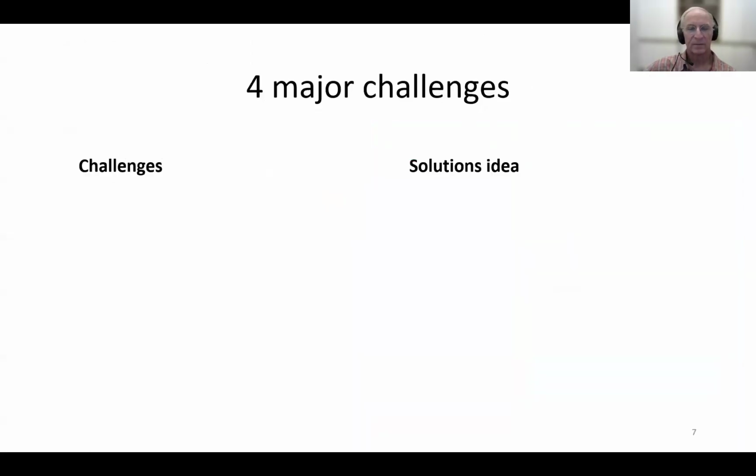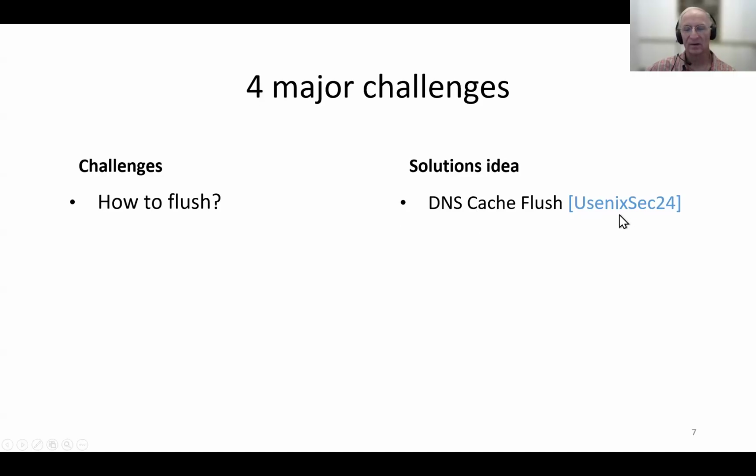There are several, or four, major challenges that we need to address. How to do the flushing of the forwarder cache. We use a DDoS attack we developed a year ago and presented at Usenix 2024. That attack flushes the DNS cache of resolvers. Here we adapt it to flush the cache of forwarders. It's a different type of flushing. And this is how we do it. We just flush the cache.